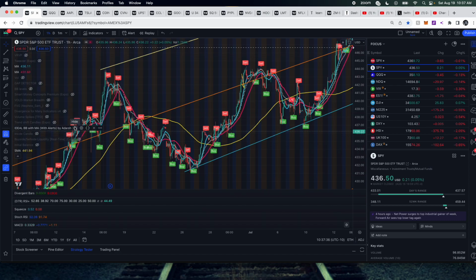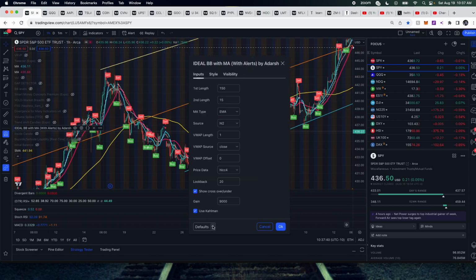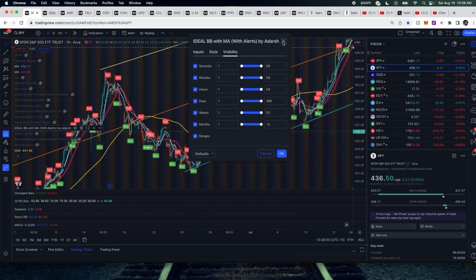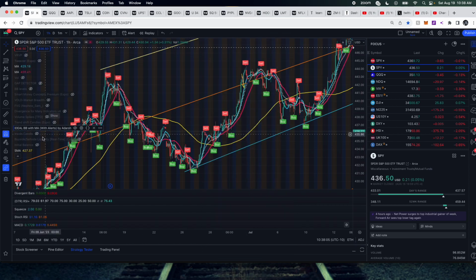You don't need my default settings, you can go with these. But if you want my Ideal BB settings, they are here. Look, pause, write them down, screenshot. That's what I changed that to, and these. All right, so these are my default Ideal BB indicator. Okay. All right. You got that?